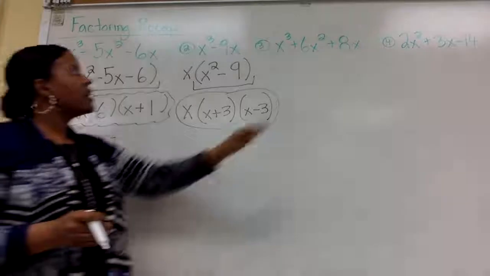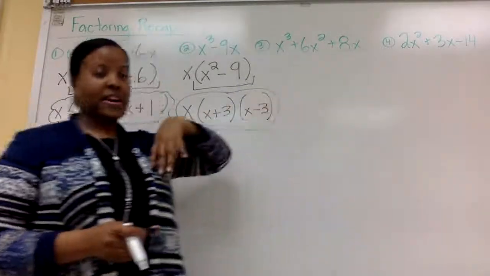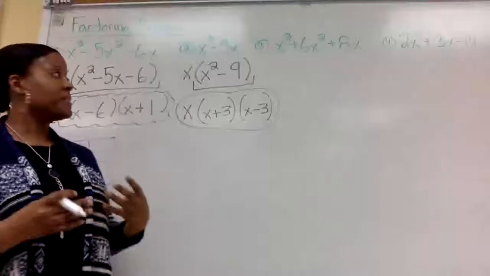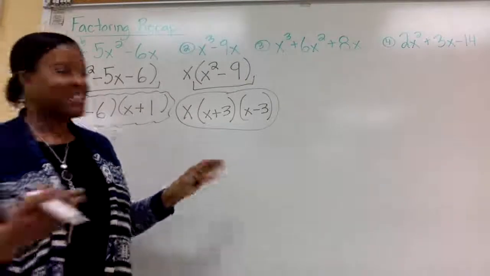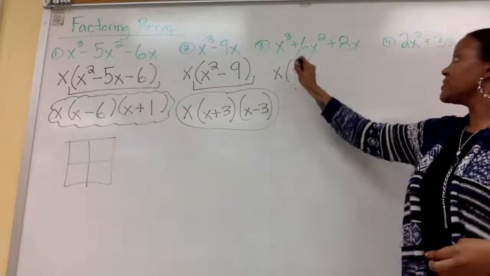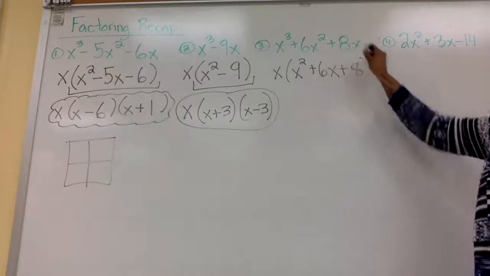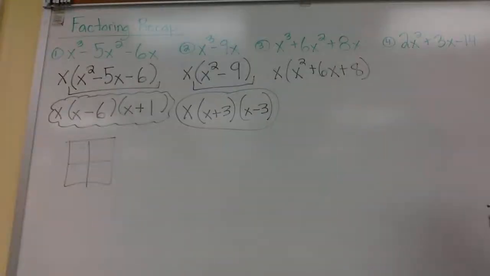Number 3. x to the third plus 6x squared plus 8x. I want to factor that. Pull out the greatest common factor. I see it's another x, so it won't always be x, but the ones that we're doing so far are all x's. So take out an x from every single thing that we're doing, and we're left with this.